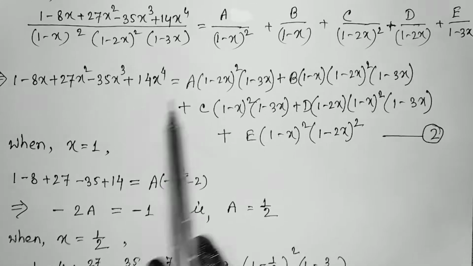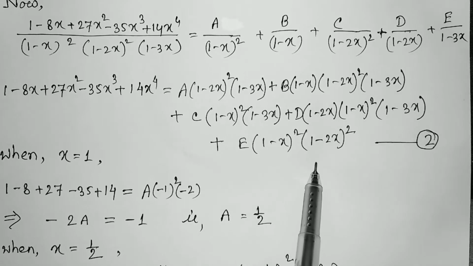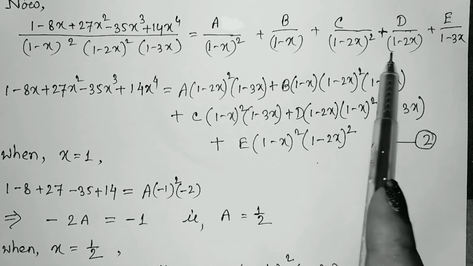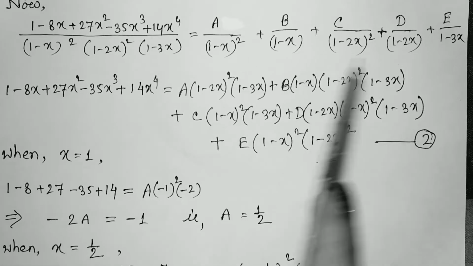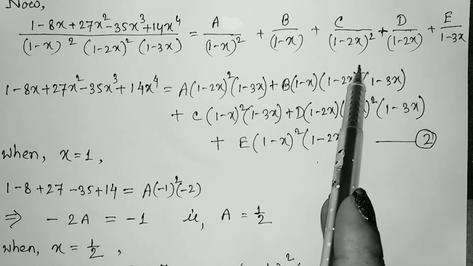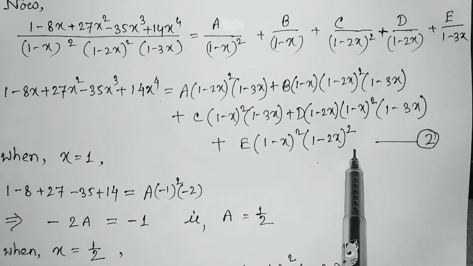So now if we take the LCM for the entire expression, then we will find this part. In the LCM, whatever factors we find, the left hand side and right hand side both have those factors, so that this cancels out. Hence we will find this part is equal to here.